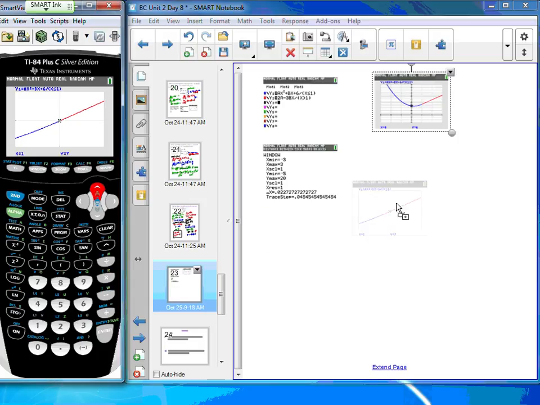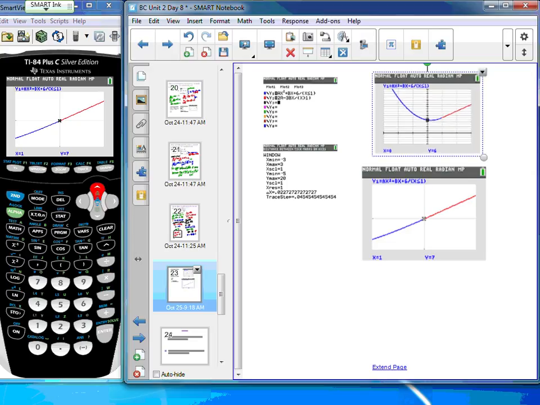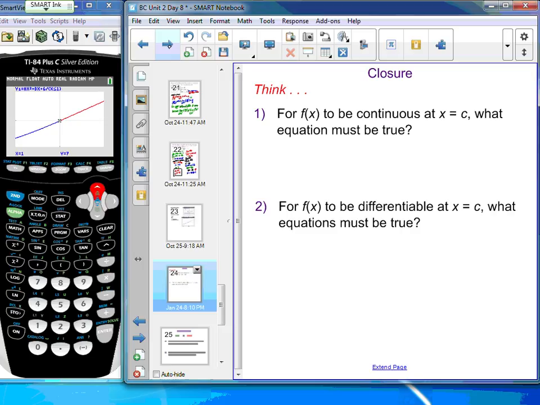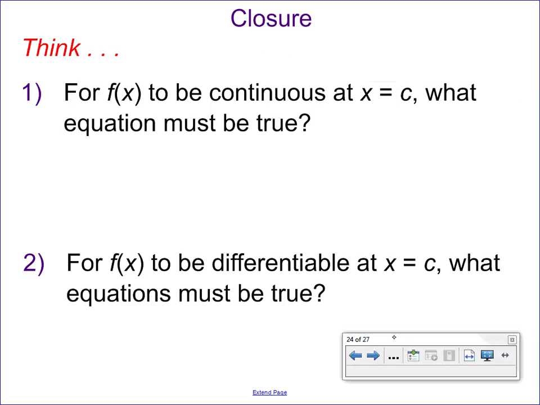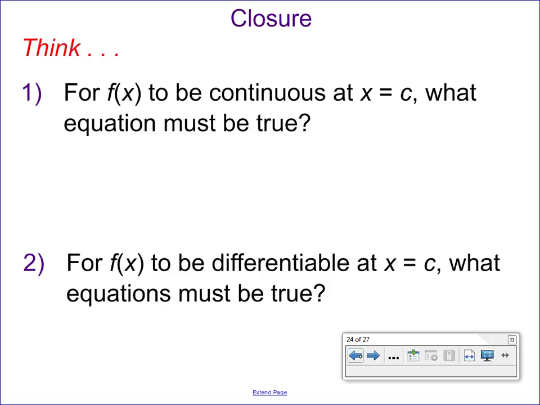That's pretty cool. Okay, so what questions do you guys have about our algebraic determination of continuity versus differentiability? Okay. So for our closure then, for f to be continuous at x equals c, what equation must be true? For f of x to be differentiable at x equals c, what equations must be true? I think that's all we need, right? That's a good closure. Some true false, with infinite corners. Is that enough time?